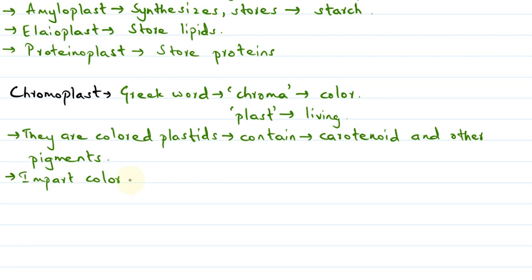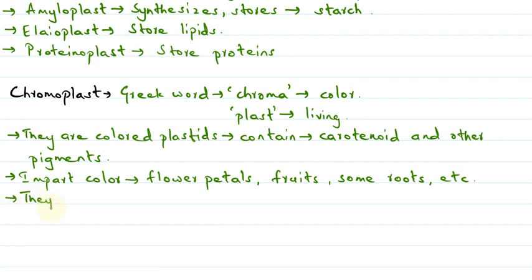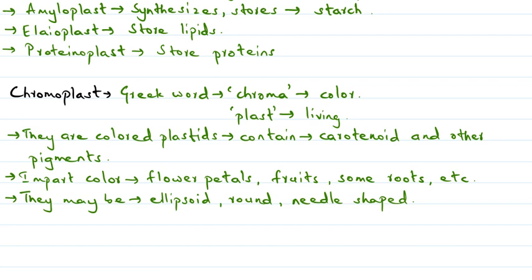color to certain parts of plants such as flower petals, they impart color to fruits, then to some roots, etc. And they may be ellipsoid, they can be rounded, or they can be needle shaped.